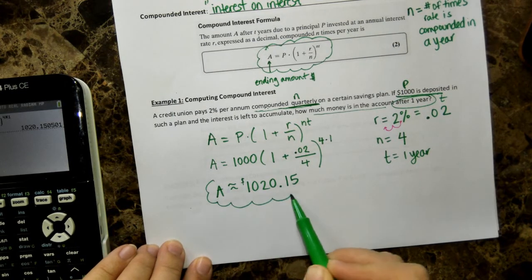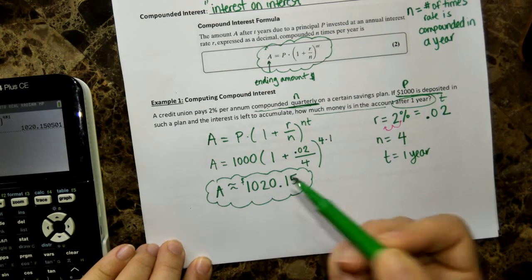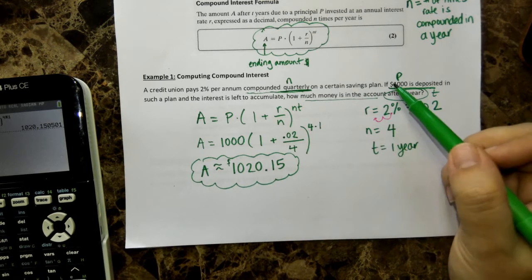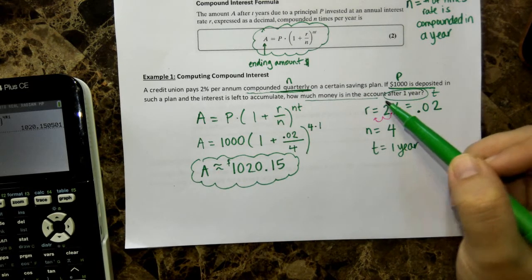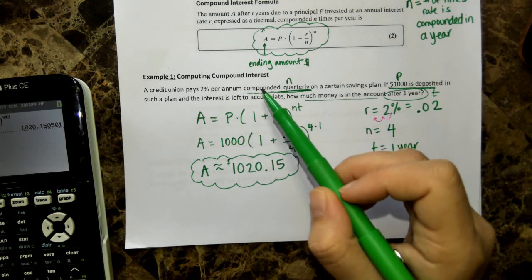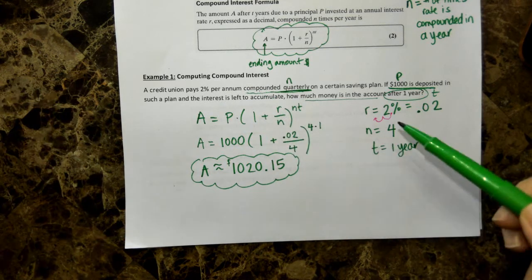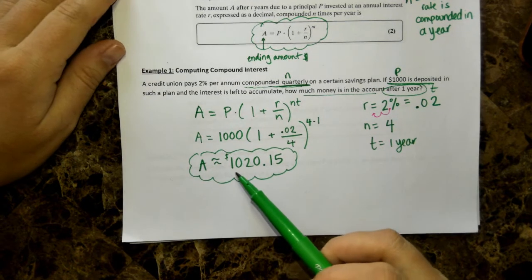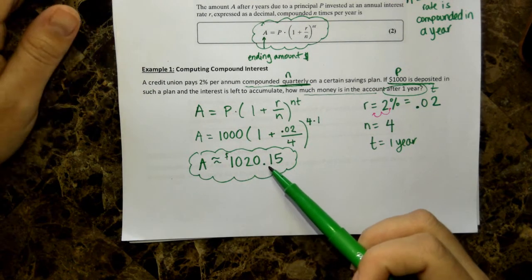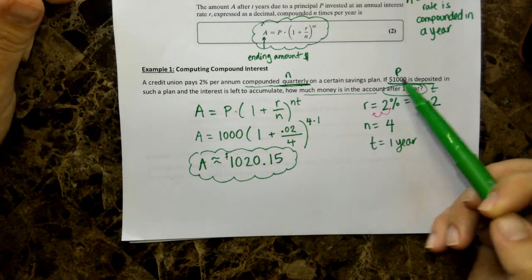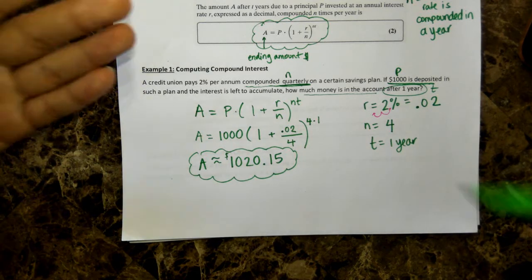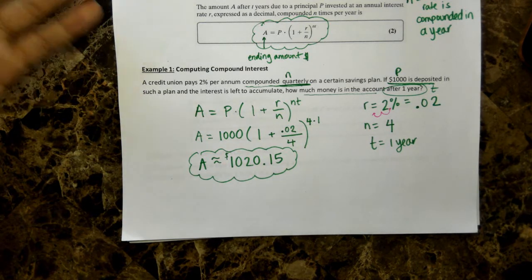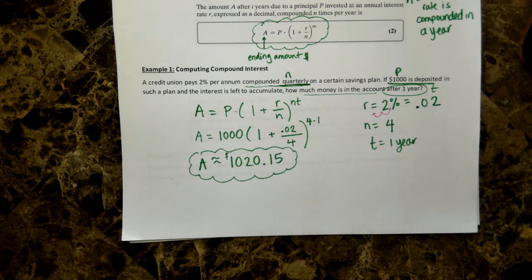That means if you go to a bank and you say, I want to open up a savings account, you give them $1,000 and they say, okay, we're going to pay you 2%, we're going to compound your interest quarterly, and you leave it in there for 1 year. Well, if you look back at that account, in 1 year, you'll now have $1,020.15 rather than just $1,000. You've basically made interest, you've made money just from giving the bank your money to hold.